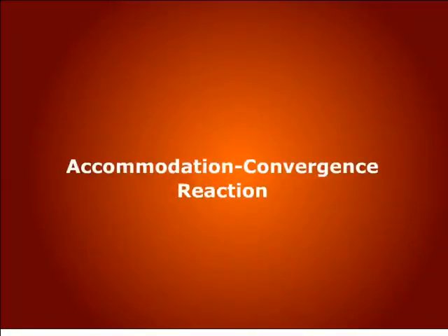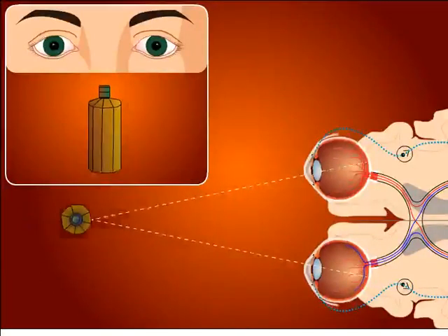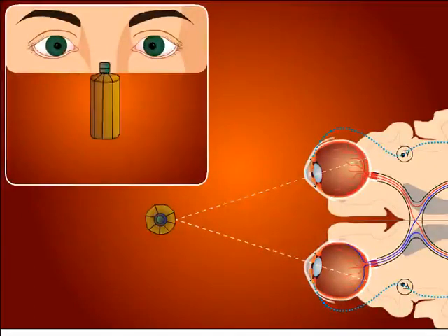The accommodation convergence reaction occurs when an individual attempts to focus on a nearby object. This reaction consists of three components: accommodation, convergence, and pupillary constriction. In accommodation, the ciliary muscle contracts and relaxes the suspensory ligaments, allowing the lens to become rounder, as shown in the illustration on the right. This helps focus a nearby object on the retina.